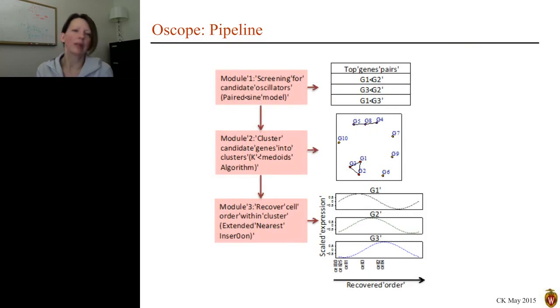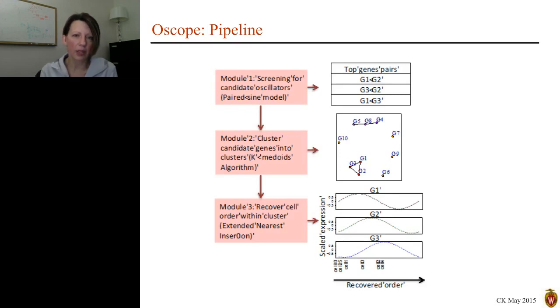Well, first, this is an approach called Oscope, and the first thing we do is we screen for candidate oscillators. So independent of order, if you have genes that are oscillating with similar frequencies and you plot one against the other, you will see them showing up as some sort of ellipse. So we fit a model that looks for patterns. We call it the paired sign model, but it basically looks at pairs of genes, and it fits an elliptical function to those pairs, and it pulls out ones where the residuals are small. We call those candidates. So those are oscillatory candidates.